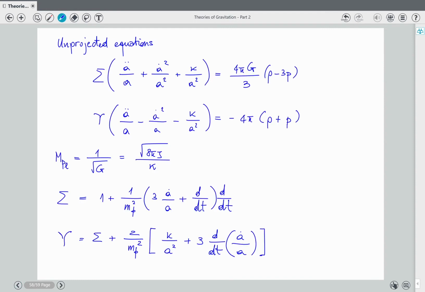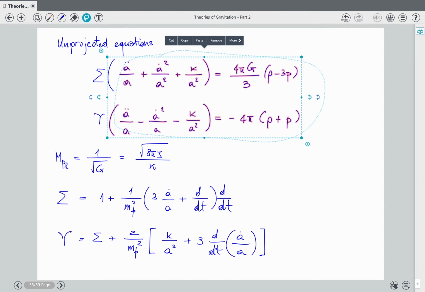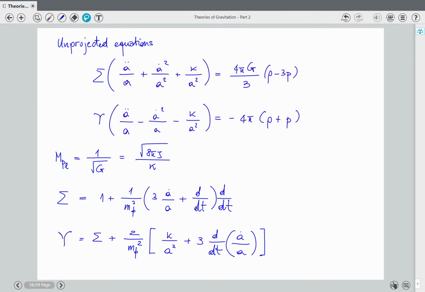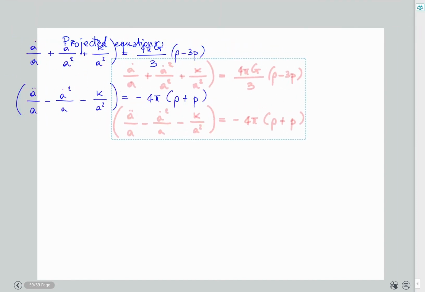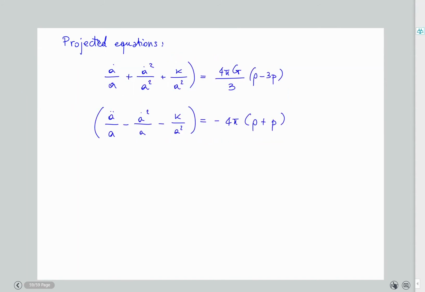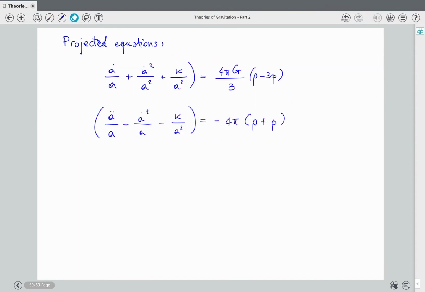So the projected equations look very much like the Friedman equations, with the difference that on the right-hand side you have averages of rho and p. And the average will be defined by means of sigma or chi. So let me describe them briefly to give an idea, but basically just have this.